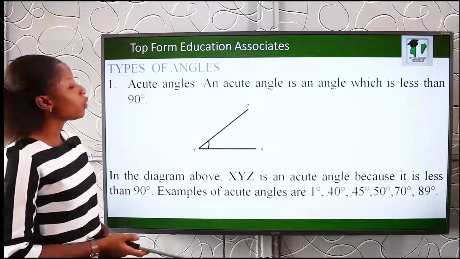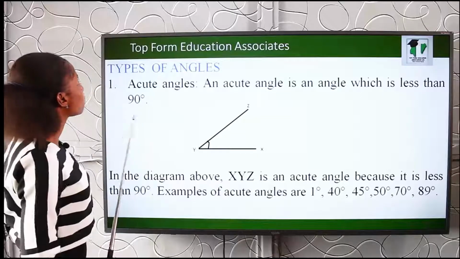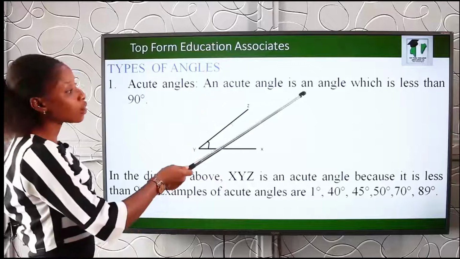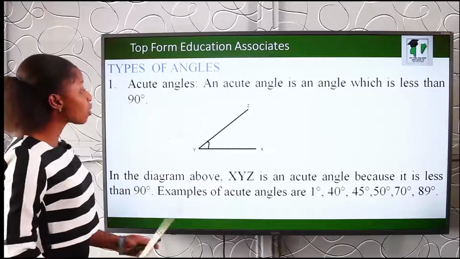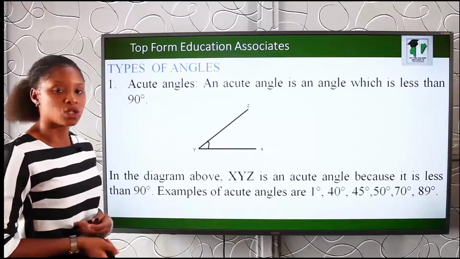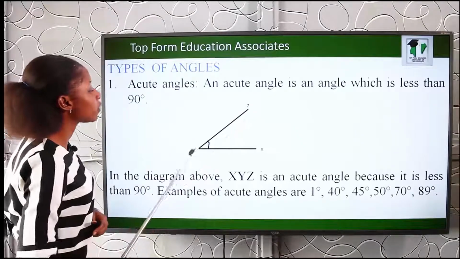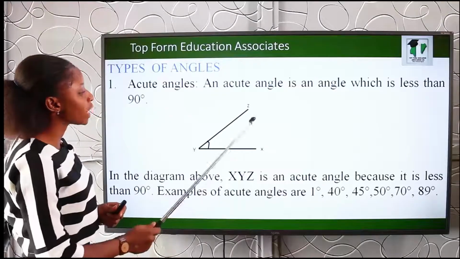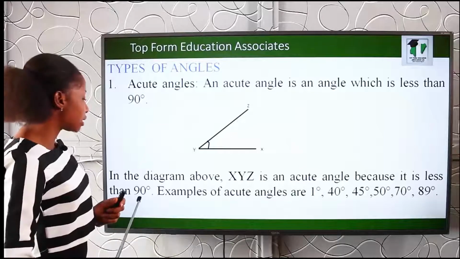Now we are going to move on to the types of angles. Number 1, we have an acute angle. An acute angle is an angle which is less than 90. Any angle which is less than 90 is known as an acute angle. This is an example of an acute angle. As you can see, the above diagram XYZ is an acute angle because it is less than 90.